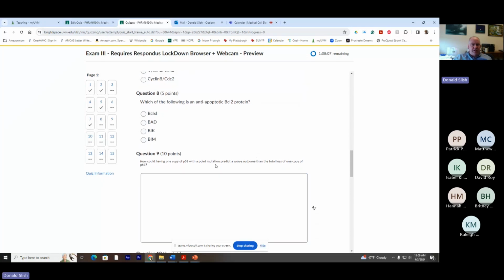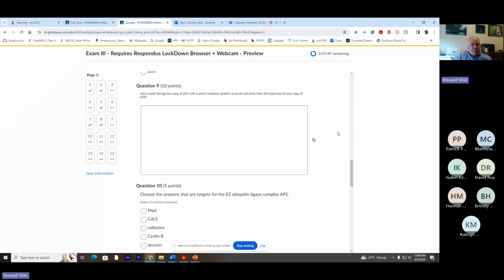Which of the following is an anti-apoptotic protein, BCL-XL? So we only had two anti-apoptotic BCL2s. One is BCL2, the other is this. And we'll talk more about these today as we did on Monday.